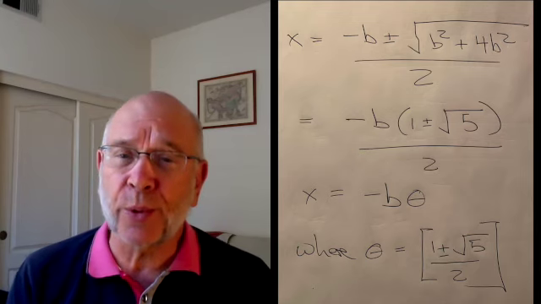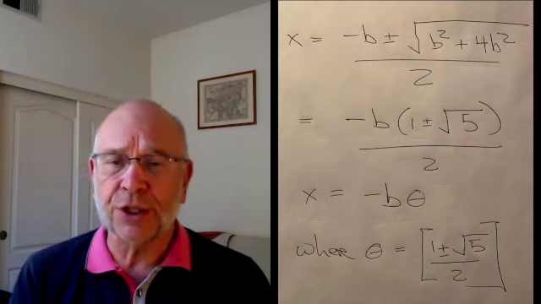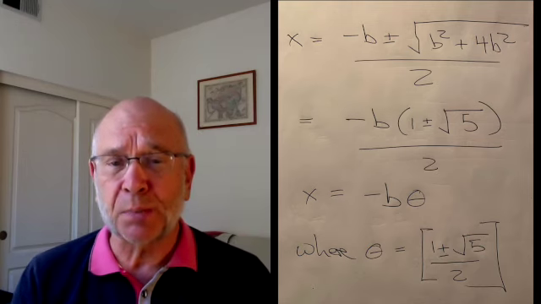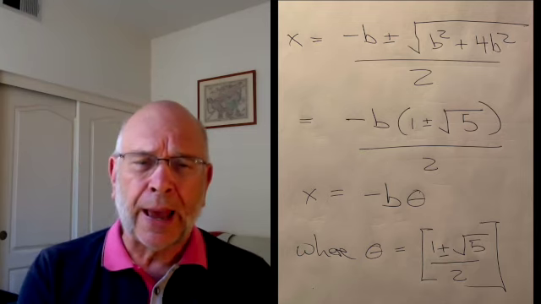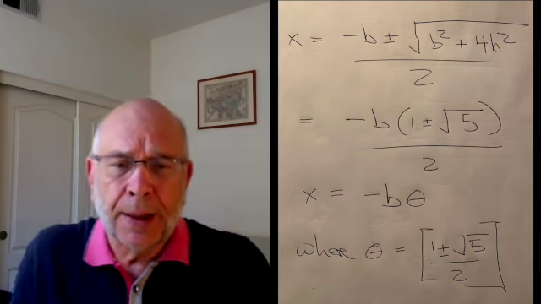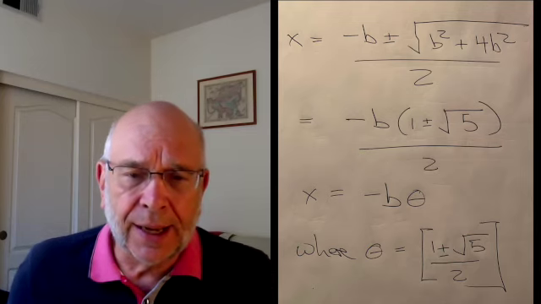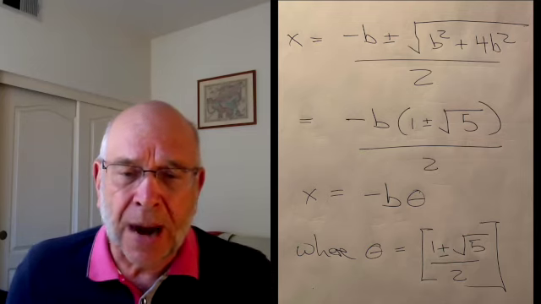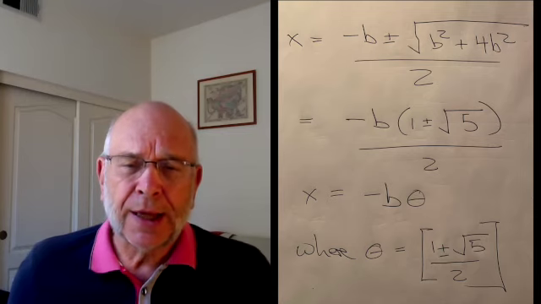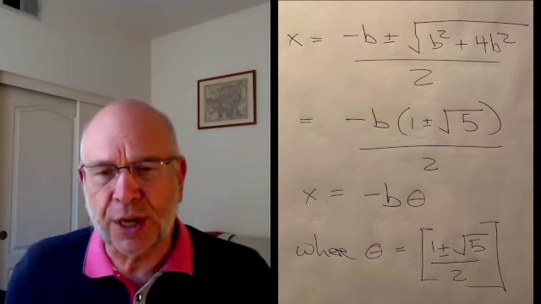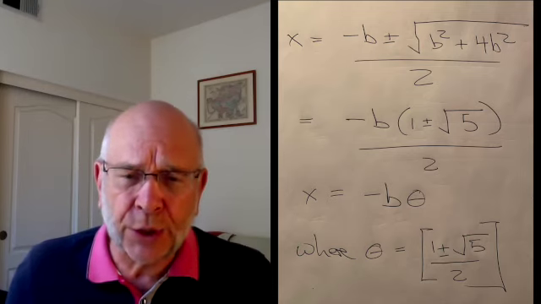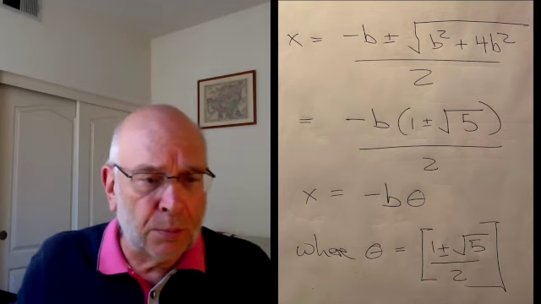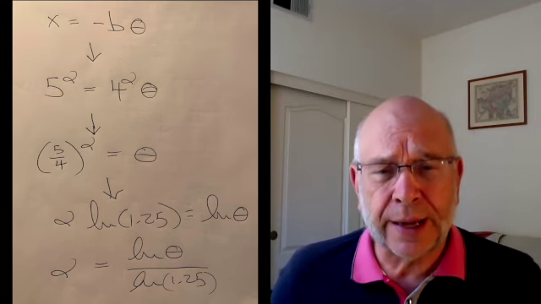If we take the square root of 5b squared, that just gives us the square root of 5 times b. We can pull all of that out, simplify terms, and group them, and now we have that x is just b times this expression, which is just some numerical value, in fact 1 plus or minus the square root of 5, divided by 2. So we're almost there now. Now we have x is b times theta.